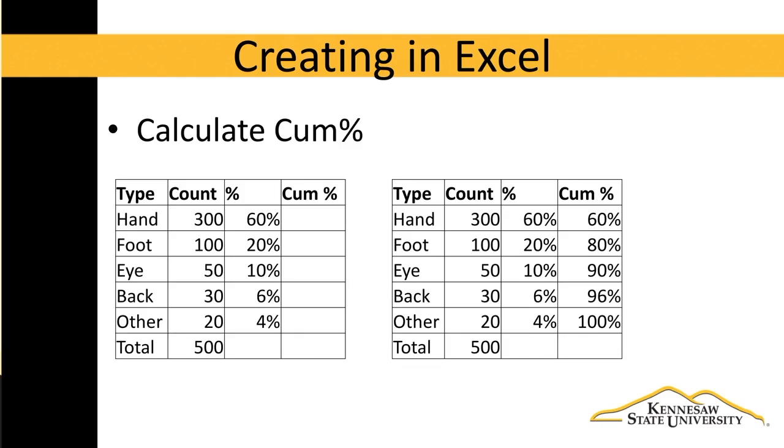There are a couple of ways to calculate the cumulative percent. An easy way is to create a percent column first to get a percentage for each type of injury. Divide the count by the total count. Click on the percent icon to make it a percent. To get cumulative percent, add each percentage to all the preceding ones. Now the data is ready for a graph.